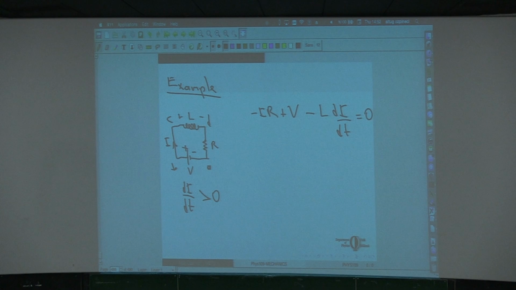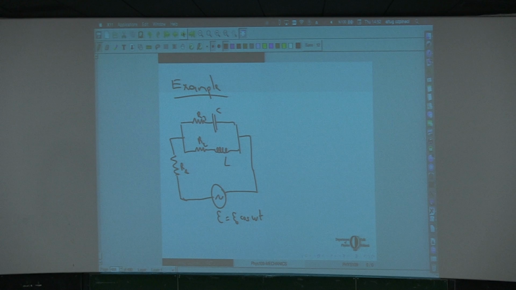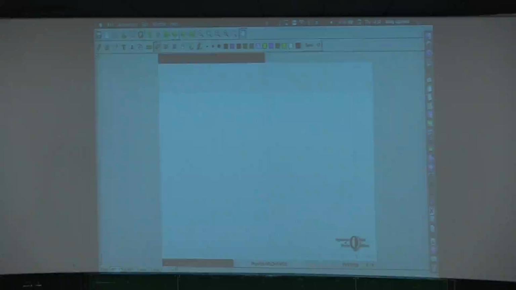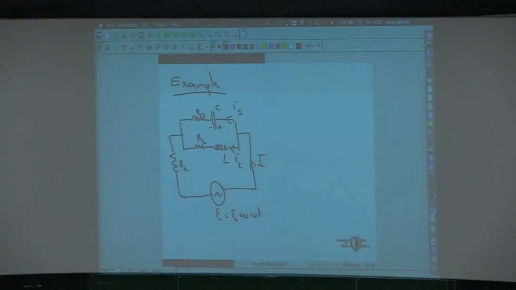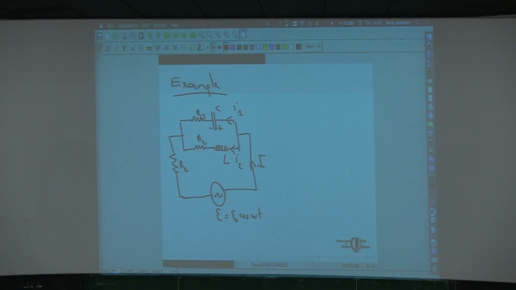Now let's go to this parallel one. The first thing you should do is again choose some direction for your currents. Let's say this is I, this is I1, this is I2. Now for the capacitor, you also have to choose the polarity of the capacitor, which one you call the positive plate. Now we have our directions.